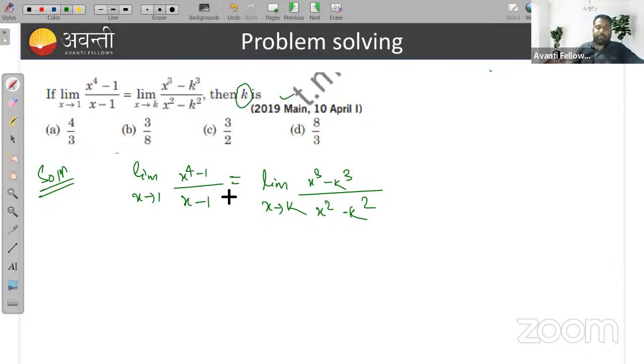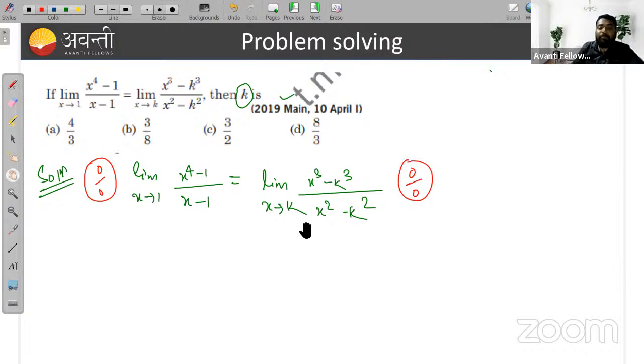So let's discuss the solution. I already told you to check what form we are getting when we put the limit. In the first limit, when we put x tending to 1, 1 minus 1, the numerator becomes 0 and the denominator also becomes 0, right? So it is in the form of 0 upon 0. Now the right hand side: when you put x is k, k cube minus k cube is 0 and k square minus k square is 0. So this is also in the form of 0 upon 0, right?